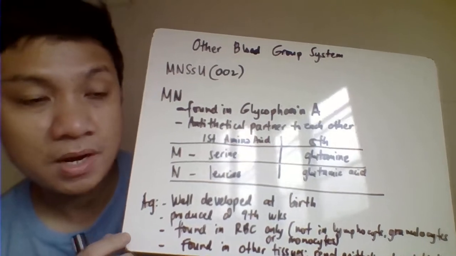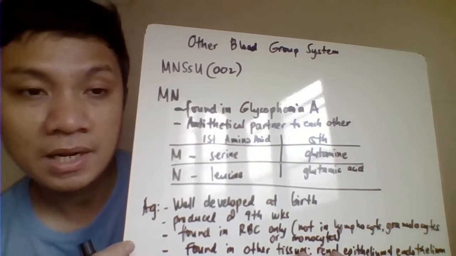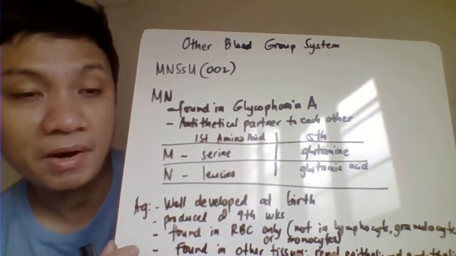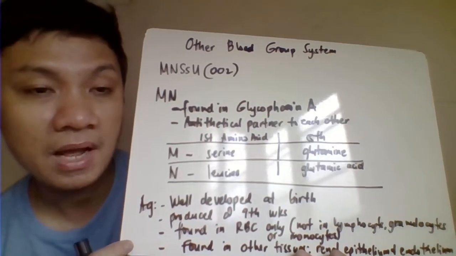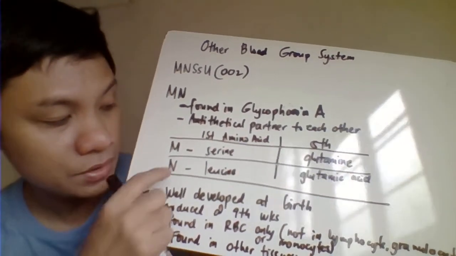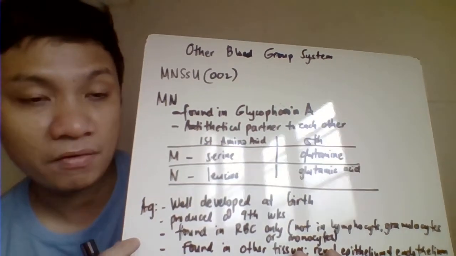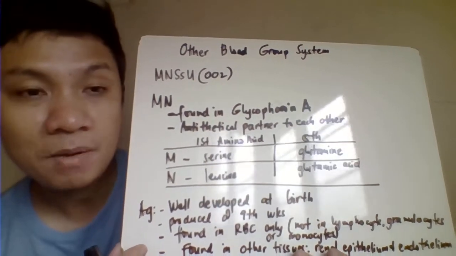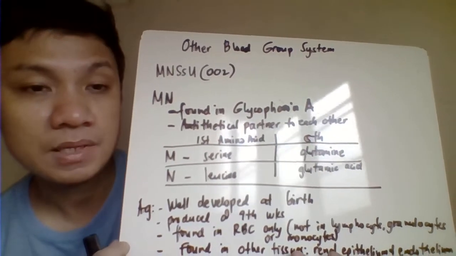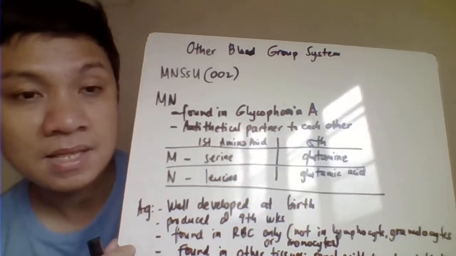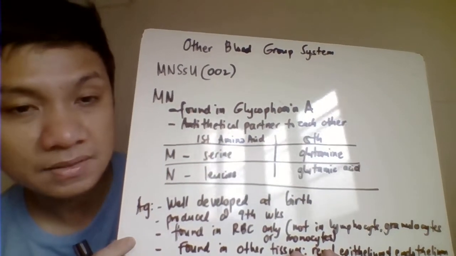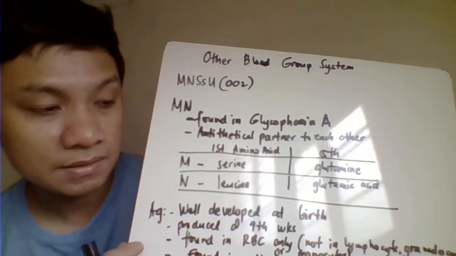Again, M and N are antithetical partners to one another. This blood group, M and N, differ from one another in amino acid position number 1 and amino acid position number 5. For M, the amino acid at position 1 is serine, whereas for N, the amino acid at position 1 is leucine. At position number 5, the amino acid also differs: the M blood group system has glutamine, and we have glutamic acid for the N blood group system.